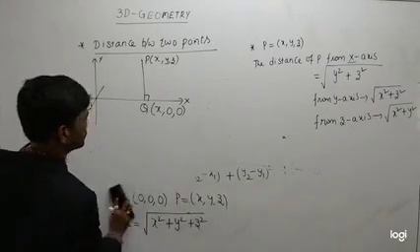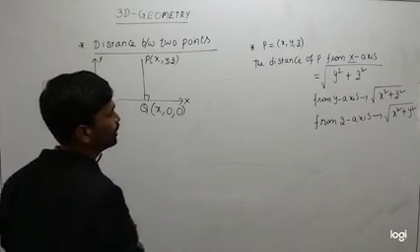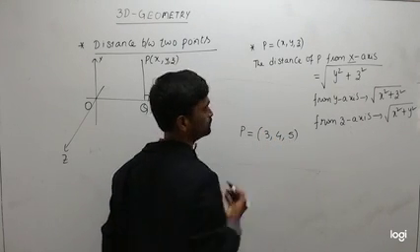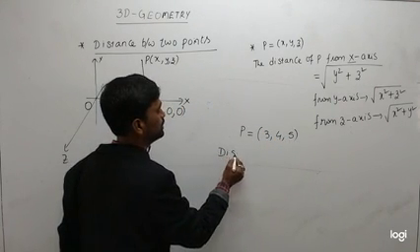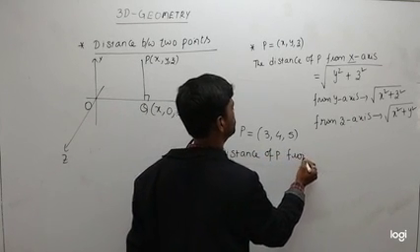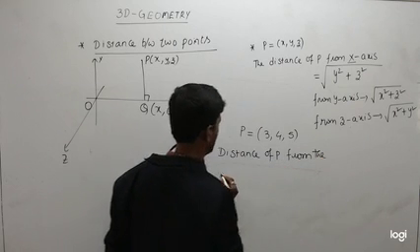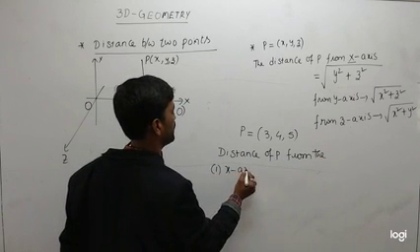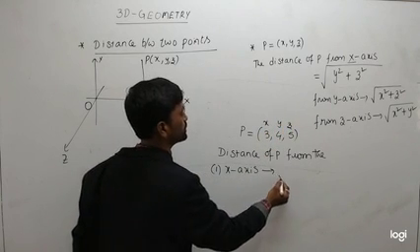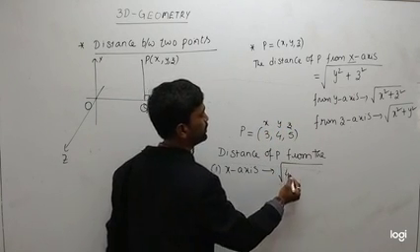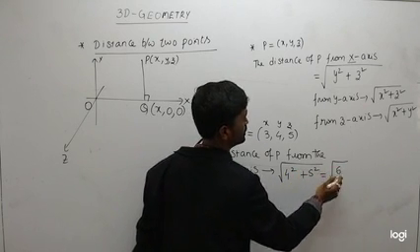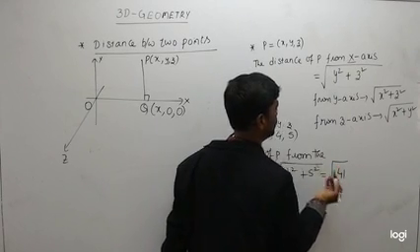Example. Suppose the point P is (3, 4, 5). Then what is the distance of P from the x-axis? First question. This is x, y, z. Square root of what? y square plus z square, that is 4 square plus 5 square. Square root of 16 plus 25, how much? 16 plus 25 is 41.